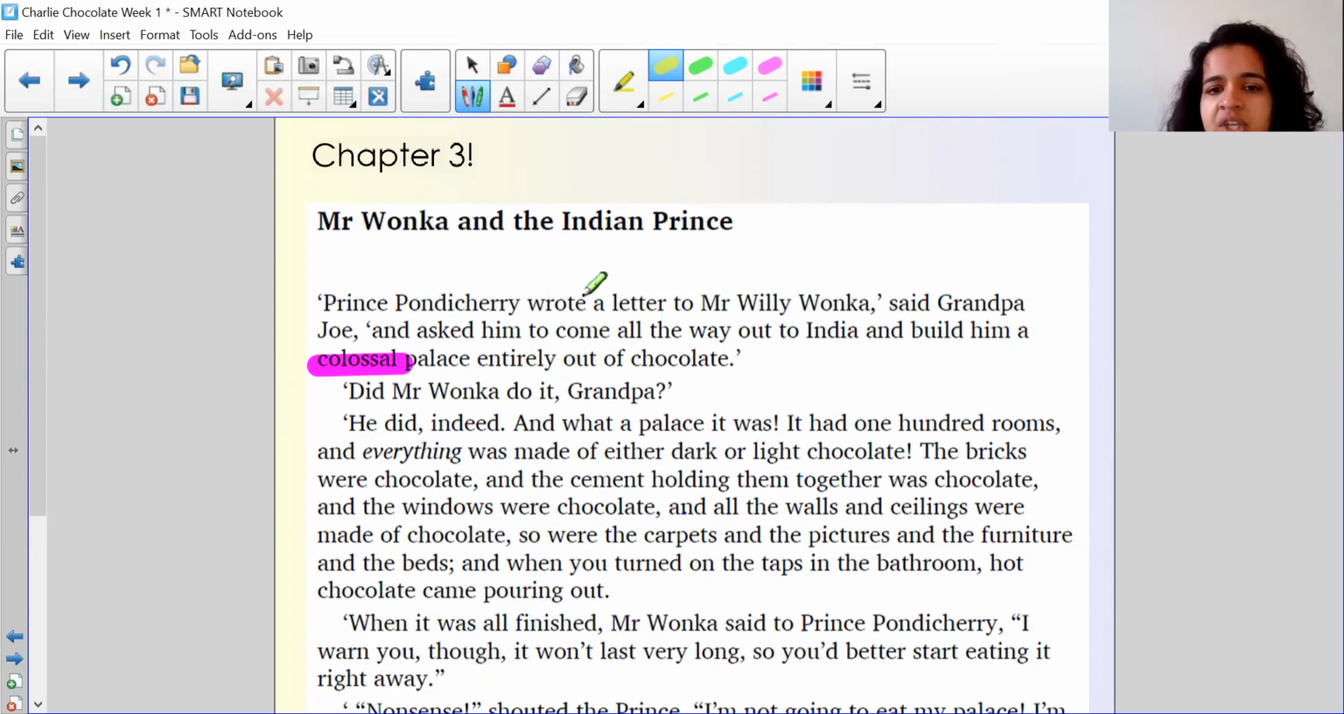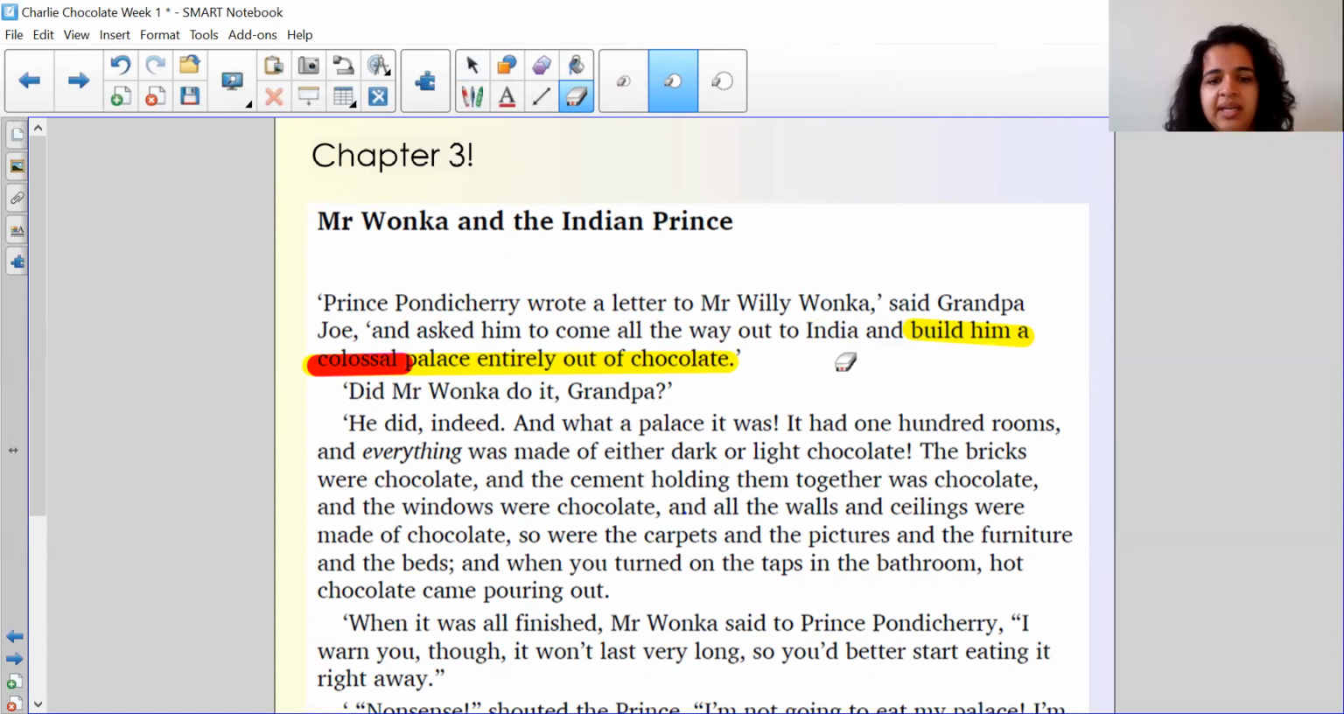Okay. Prince Pondicherry wrote a letter to Mr. Willy Wonka. That doesn't tell me he's got a lot of money. He asked him to come all the way out to India. Now think about where England is and think about where India is. It's a very long journey. And build him a colossal palace entirely out of chocolate. So he wants Wonka to go all the way to India, but more importantly, he wants Wonka to build him a colossal palace entirely out of chocolate.